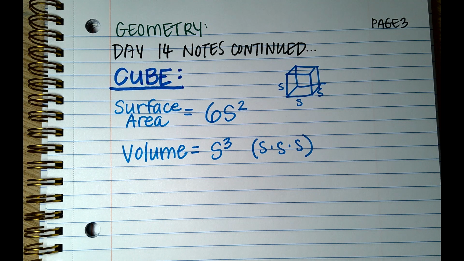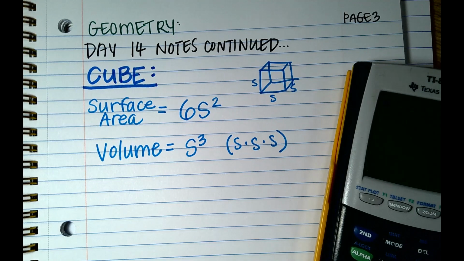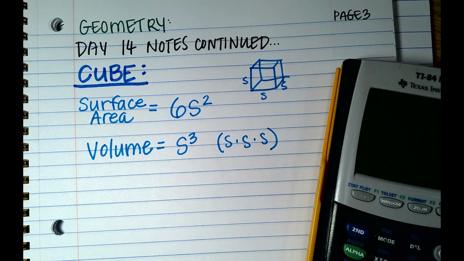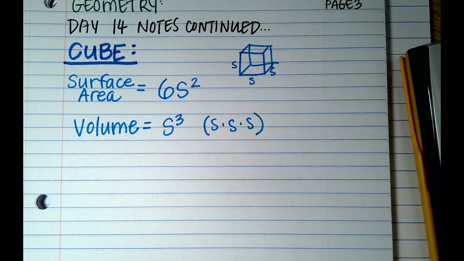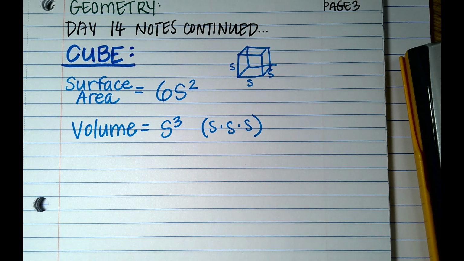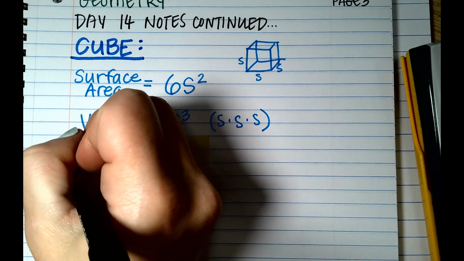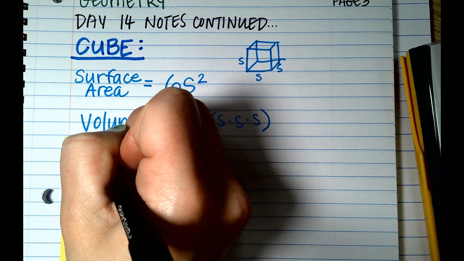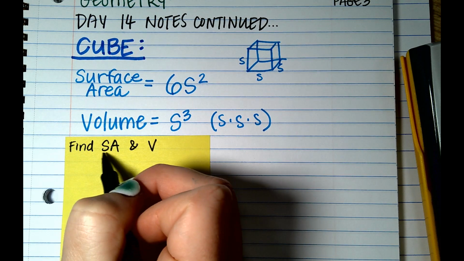Now, just to make sure we know how to do that on a calculator, this will save us some time. If you all would get out these yellow calculators, if there's not one at your table for you, feel free to go to the computer cart and grab one. And we're going to practice a few of these. I'm going to write find surface area and volume, and I'm abbreviating.